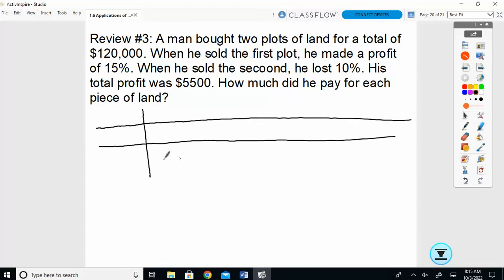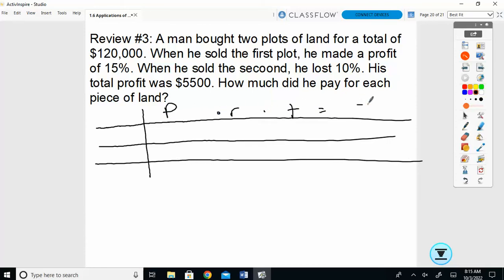So what was the interest formula? Principal times rate times time equals interest. Okay, so he bought 2 plots of land for a total of $120,000. Where do I put that? Total. Total principal or interest? Principal.